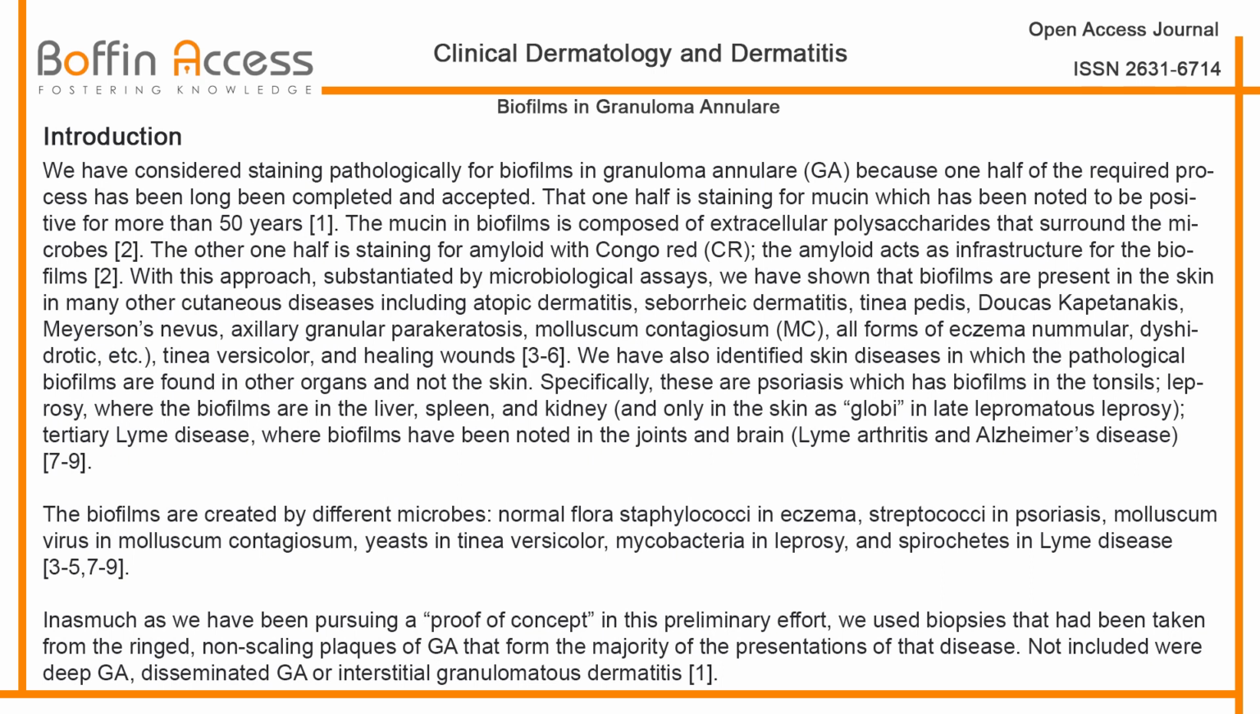Introduction. We have considered staining pathologically for biofilms in Granuloma Annulare, GA, because 1/2 of the required process has long been completed and accepted. That 1/2 is staining for mucin, which has been noted to be positive for more than 50 years. The mucin in biofilms is composed of extracellular polysaccharides that surround the microbes. The other 1/2 is staining for amyloid with Congo red, CR. The amyloid acts as infrastructure for the biofilms.